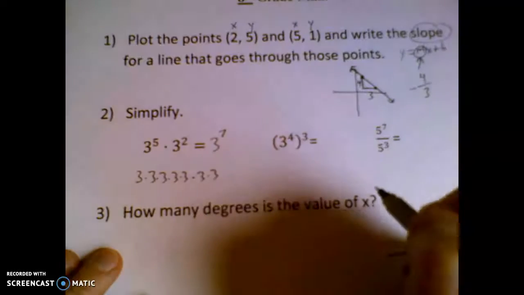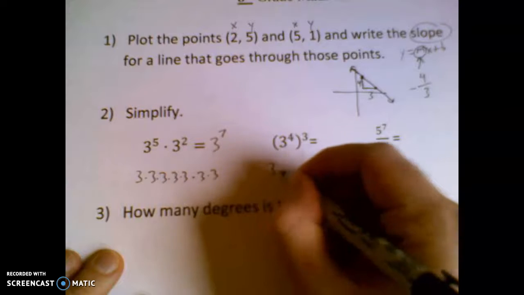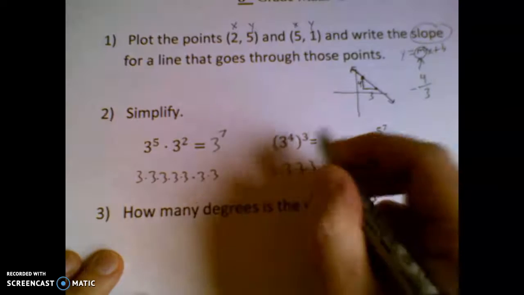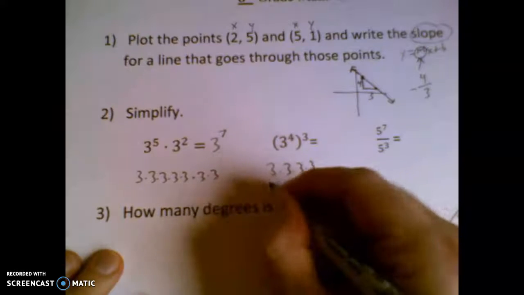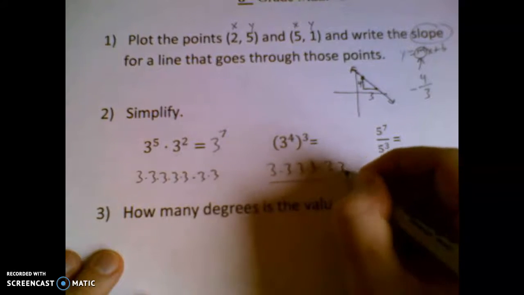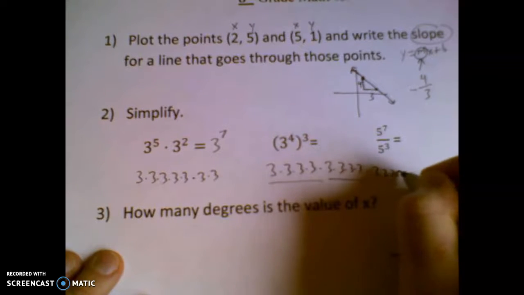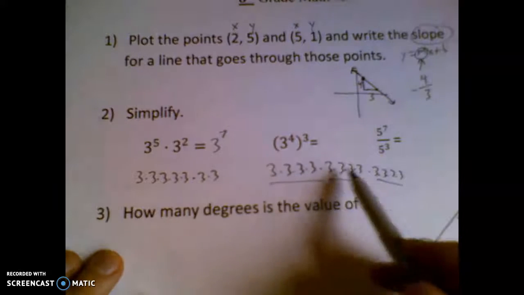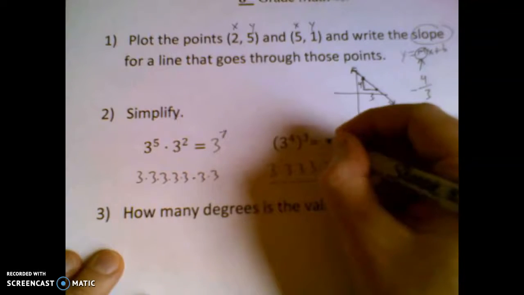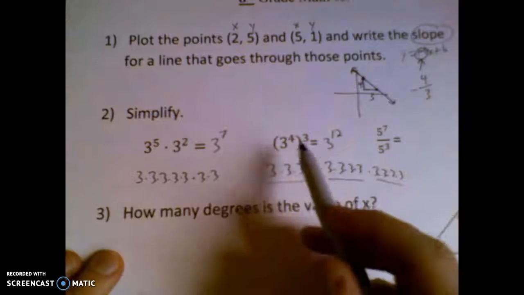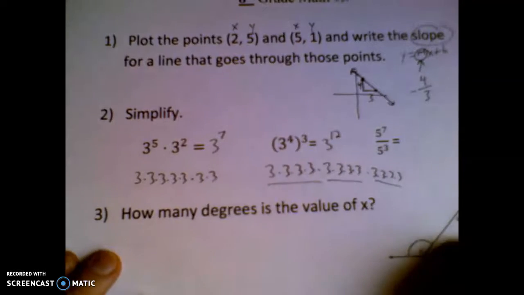Here we have parentheses, which means grouping symbols. So you do 3 to the 4th power, and there are 3 groups of them. So this is one group times, and there's your second group, and this would be the third group. So in all, we've multiplied 3 a total of 12 times. And of course, the shortcut is just to multiply the exponents.